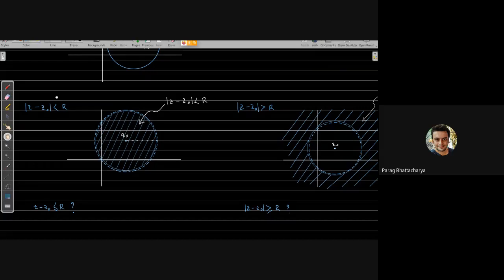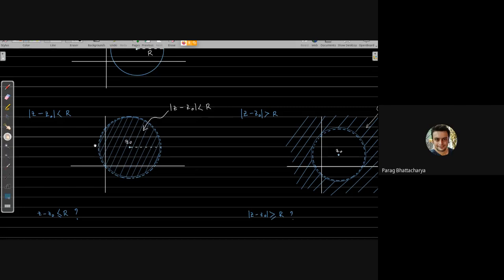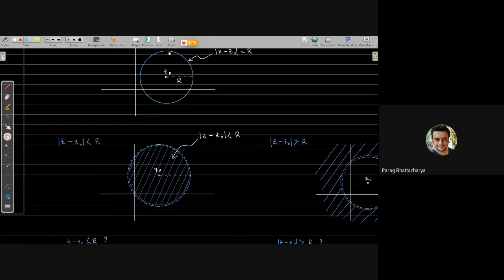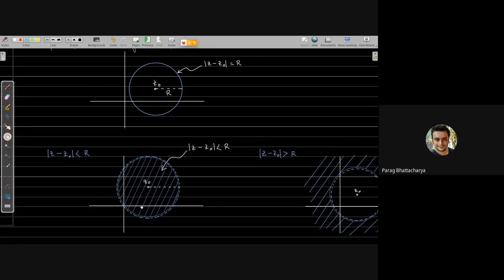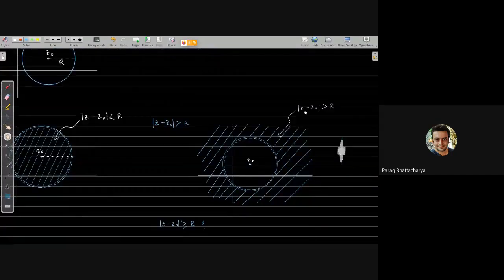The only thing is that the circumference also will be included here. Whenever there is equality, it means only the circumference, the locus of points which lie on the circumference. Less than means all the points which lie inside and not on the circumference. If it is less than or equal to, then it will be all the points inside as well as on the circumference, so it will include everything. Here also the same thing: all the points which are outside as well as inclusive of the circumference.